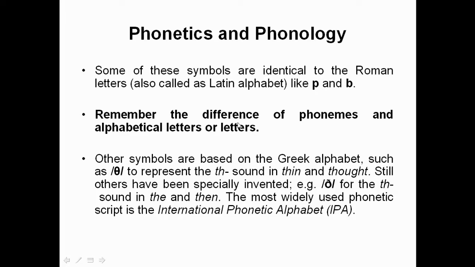And please do remember the difference between phonemes and alphabetical letters, or simply letters. Phonemes are 44 and alphabetical letters are A to Z, capital A, small a, capital Z, small z. So these all are letters and phonemes are totally different. Apart from these Roman symbols, there are certain other symbols. For example, from the Greek alphabet, such as this th sound, that is taken from Greek to represent this th sound. Another th sound is this one, that is just like dal in Urdu.